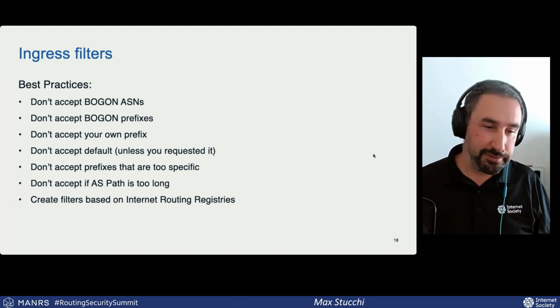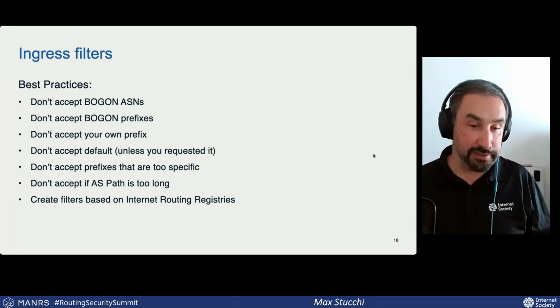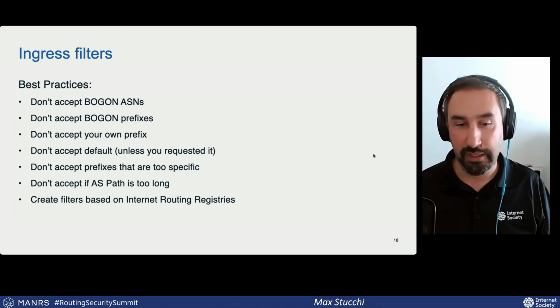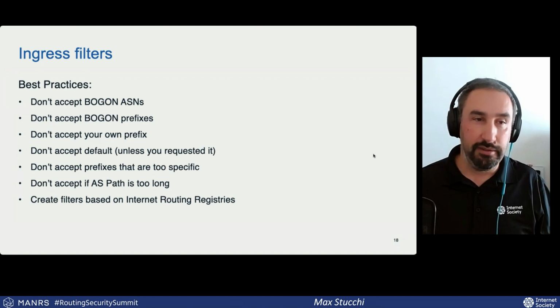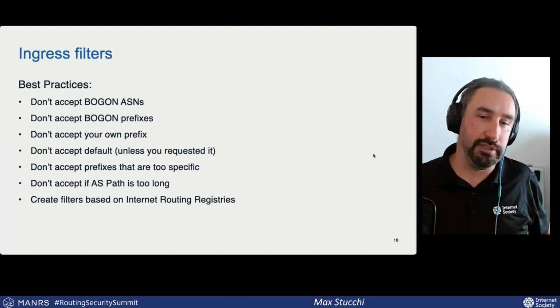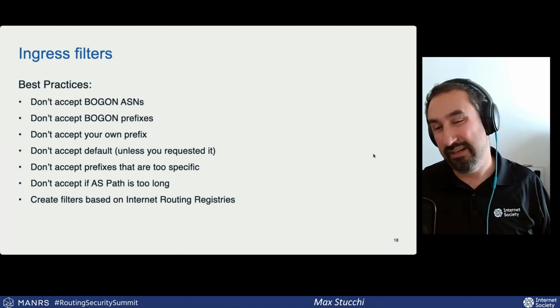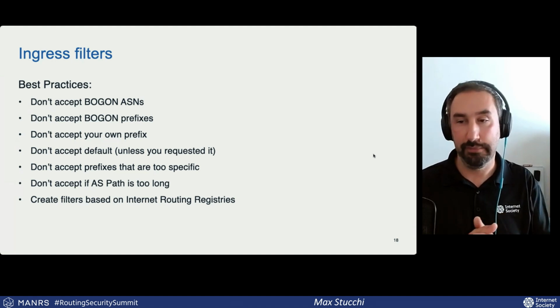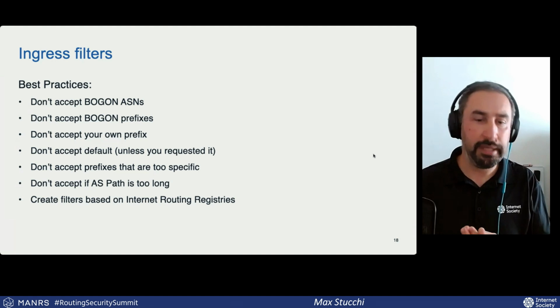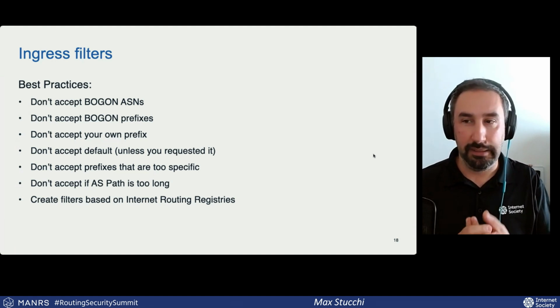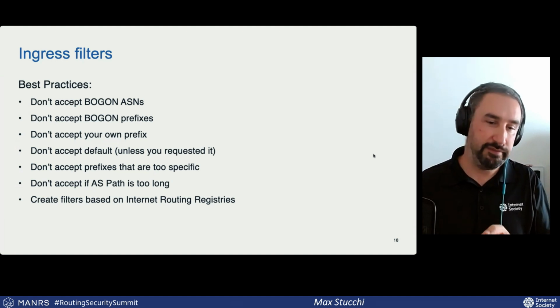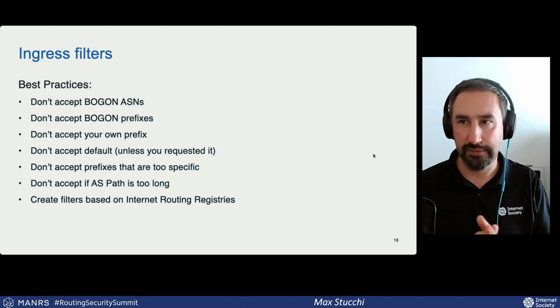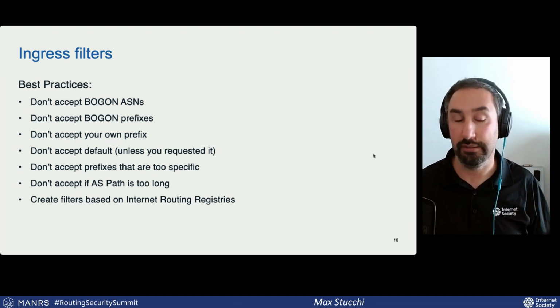Now, going to the next part is don't accept if the AS path is too long. AS paths are usually 7, maybe 10 ASNs long. If you look at the actual routing table, you might see some AS paths being 50 or 70 entries, or some, I've checked, there are a bunch of them that are more than 100.